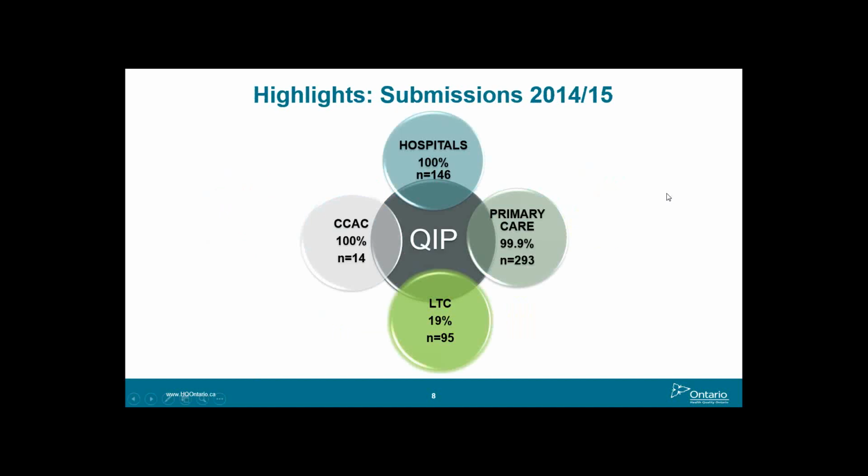Here's just a little snapshot about who's using QIPs in the province. So hospitals, all of the hospitals, all the CCACs, the interprofessional team-based primary care, all of them basically. And for long-term care, it was a voluntary submission process. And so they had close to 20% of the long-term care homes voluntarily submit. So that was a great first start.